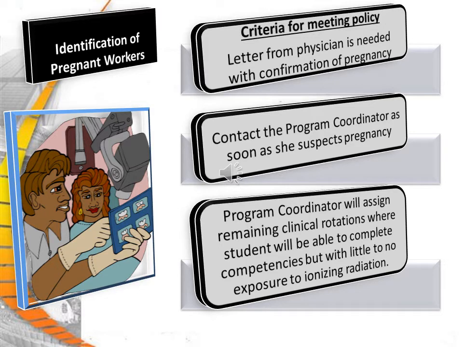Criteria for meeting policy. A letter from the physician is needed for confirmation of pregnancy. Contact the program coordinator as soon as she suspects pregnancy. Program coordinators will assign remaining clinical rotations where students will be able to complete competencies with little or no exposure to ionizing radiation.